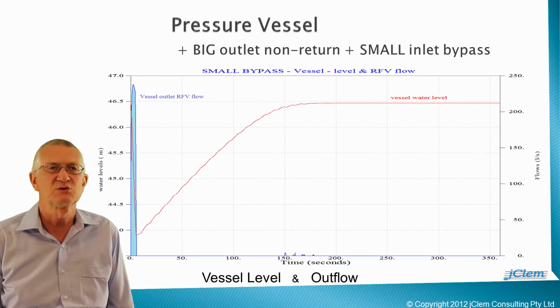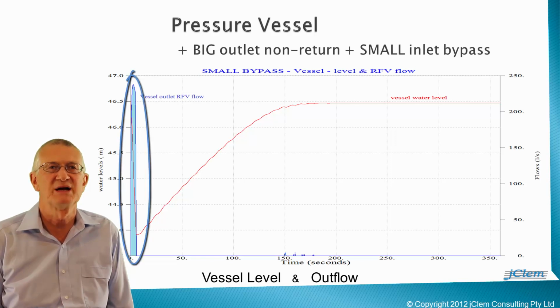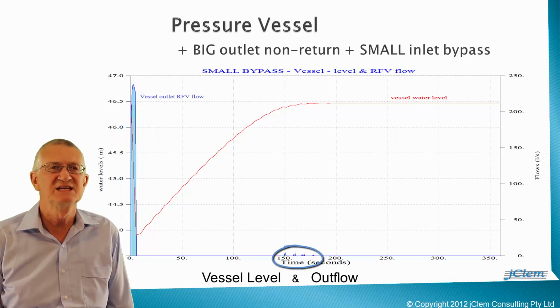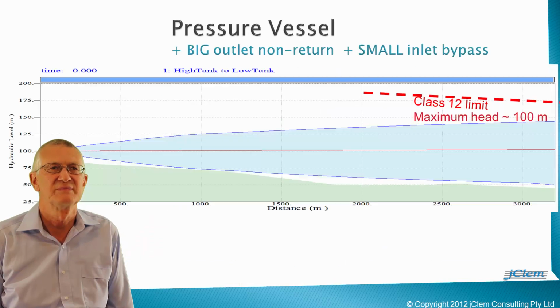Looking at the case with a very small bypass pipe around the non-return valve, we see an even more stable behaviour. The pressure vessel delivers flow into the pipeline immediately after pump power failure, then only delivers very minor flows at about 2.5 minutes after pump power failure. Water level in the vessel drops initially and progressively recovers and stabilises.